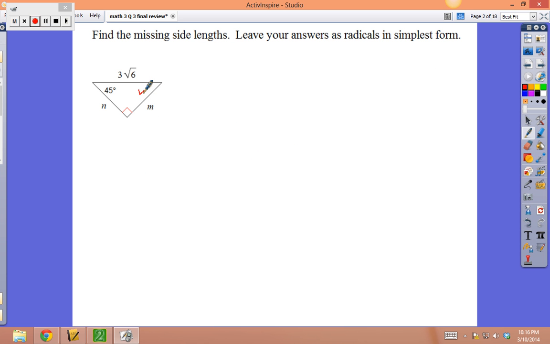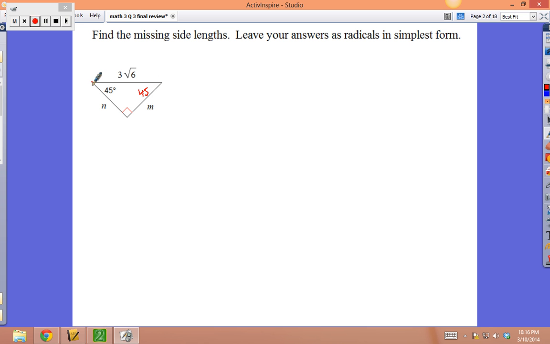Okay, this one, the 45, 45, 90 is half of a square. The other half looks just like this. We have the diagonal, 3 square roots of 6. So to go backwards from the diagonal, I'm going to take that 3 square roots of 6 and I'm going to divide it by square root of 2.